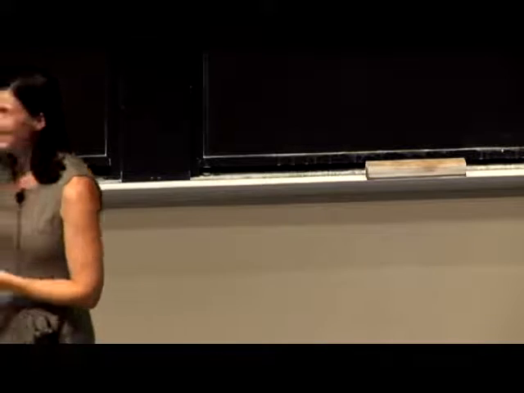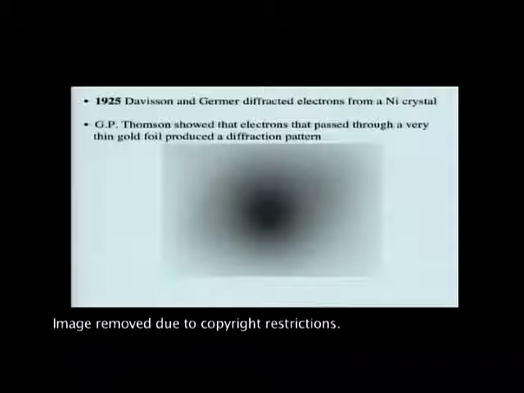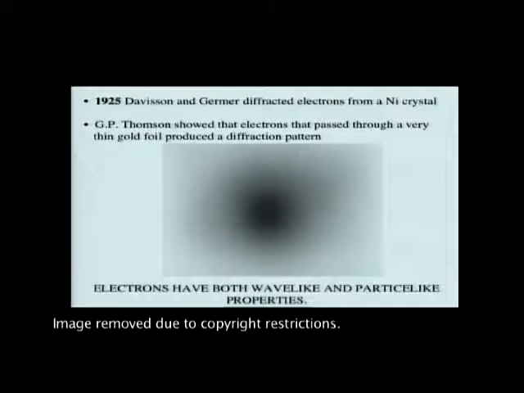It is a picture from your book here showing the diffraction pattern of an electron going through that gold foil. So you can see that it's confirmed that an electron can have both wavelength and particle-like behavior.